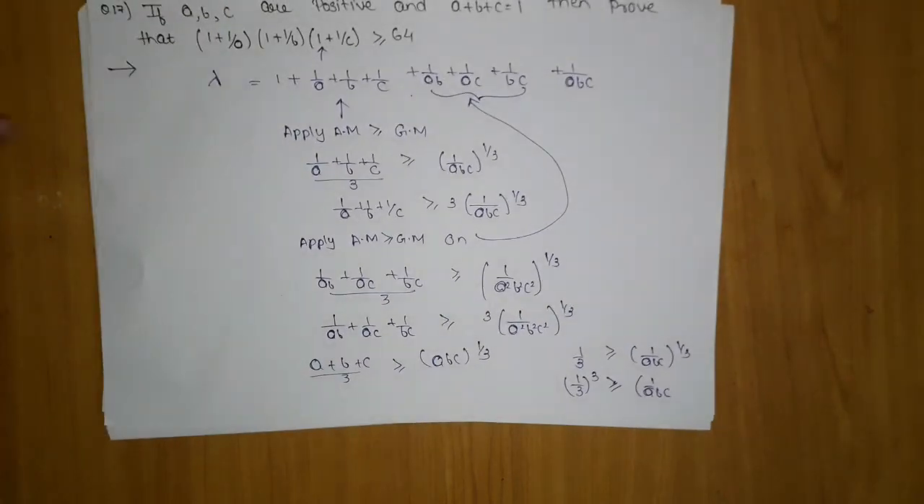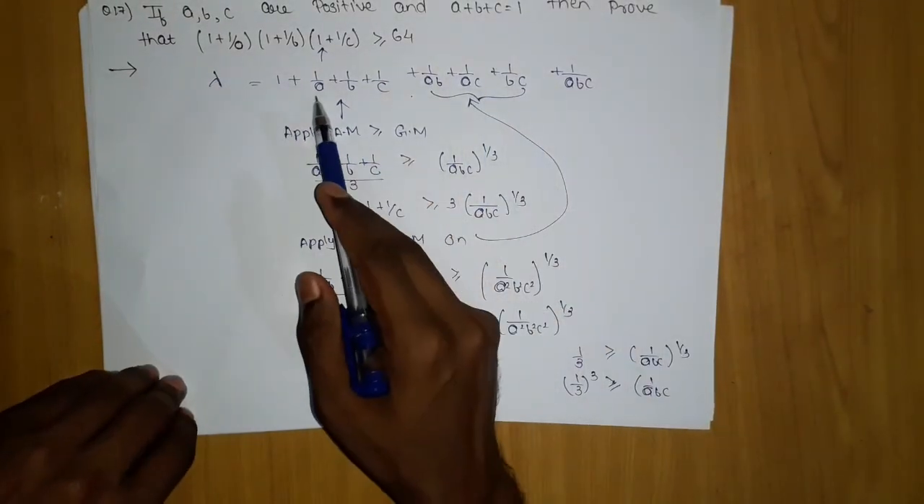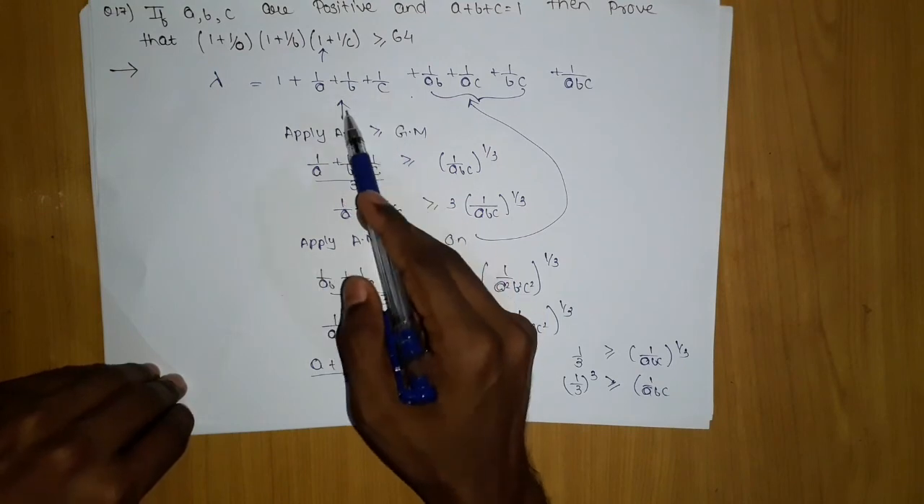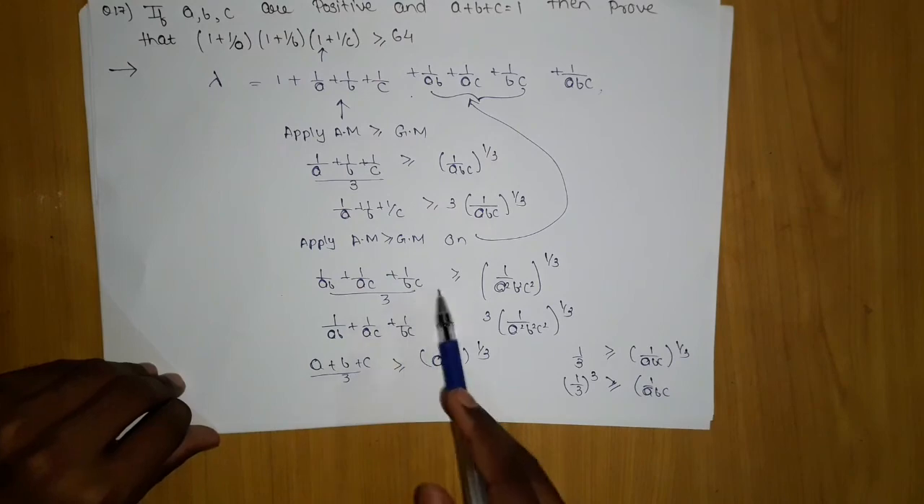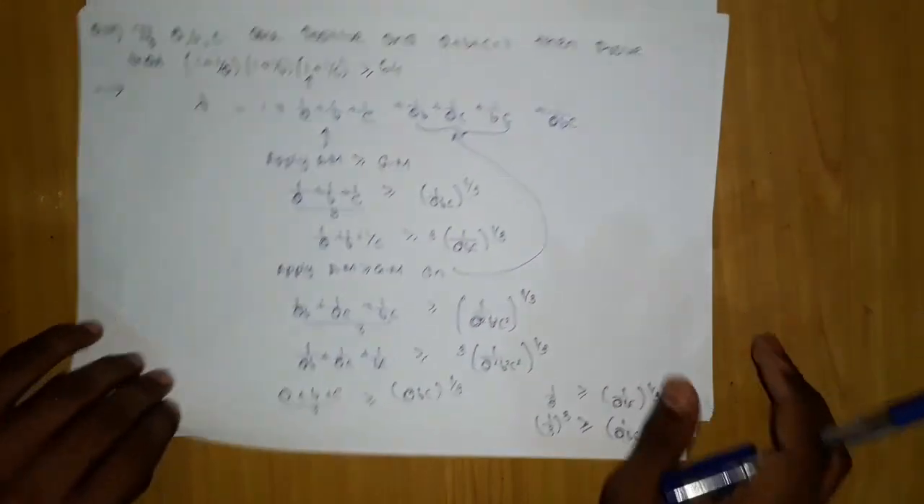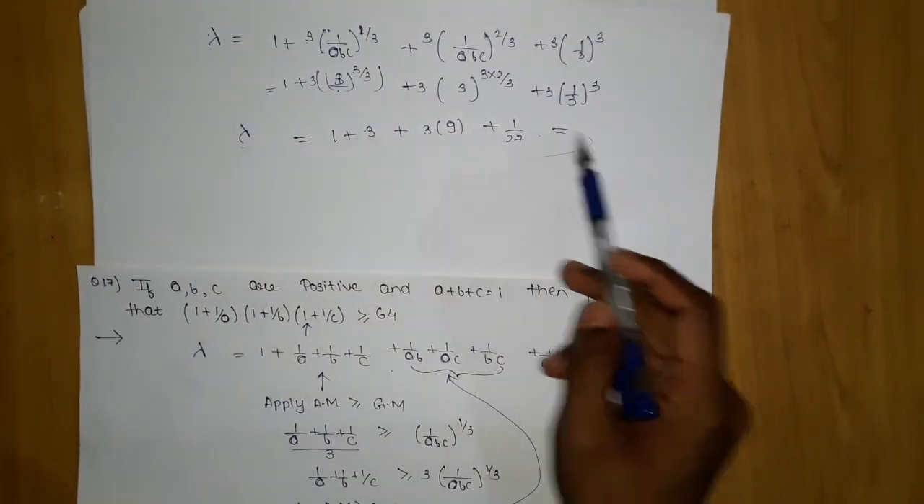First, what we did, we opened this, we got these three terms, we applied AM-GM on this, AM-GM on this, AM-GM on this, got the minimum value, and then substituted this value here, and then got our answer. Okay, hope you have understood.